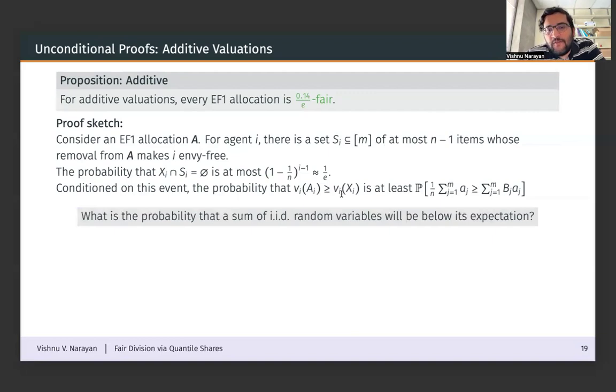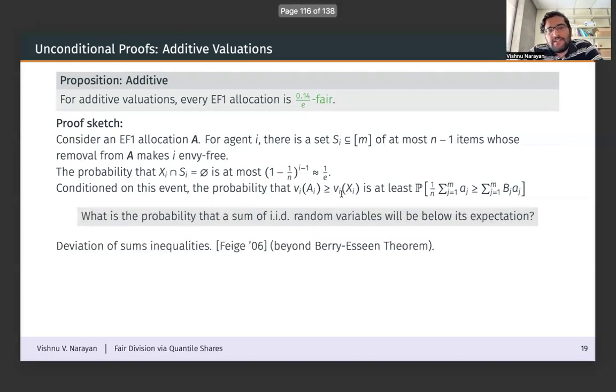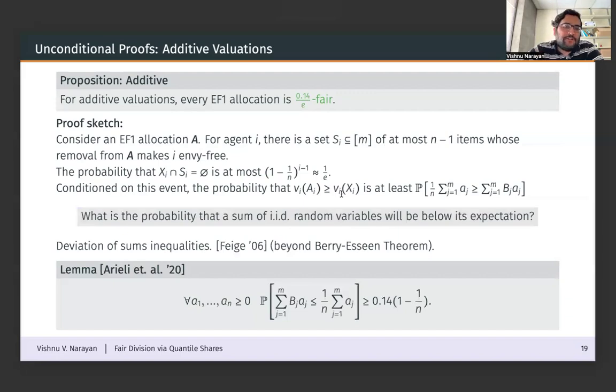So what is the probability that the sum of IID random variables will be below its expectation? And to solve this, we just need to look towards the literature. Specifically, we use this lemma of Ariely et al. from 2020, which says that this probability is at least about 0.14 times 1 minus 1 over n. So combining this with the 1 over e probability that Xi gets no element of Si, we get the result.